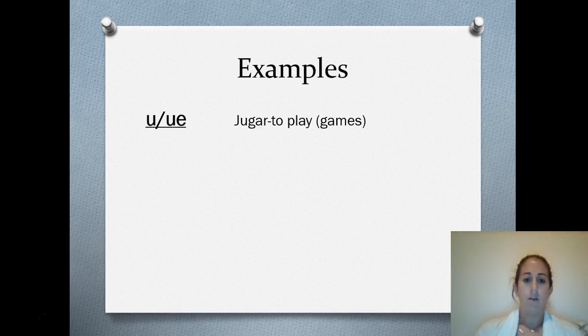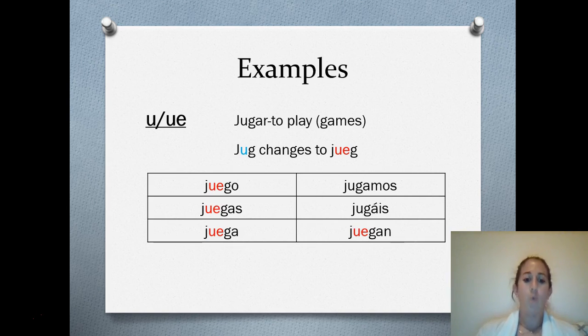Alright, so those are our 4 types of stem changers. Remember, we've got E to IE, E to I, O to UE, and U to UE. Here's our U to UE. Jugar, and it's the only verb that has this stem change. So juego, juegas, juega, jugamos, no stem change. Jugáis, no stem change. Juegan, stem change.